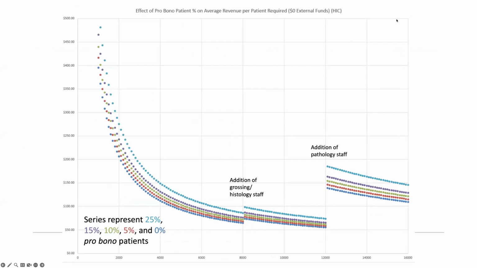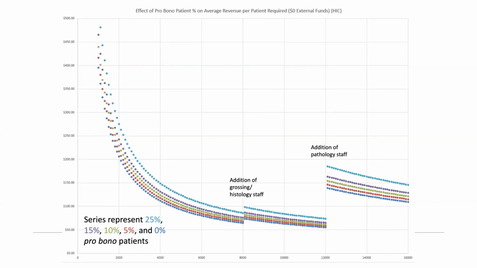model is showing you what happens if you have an increasing number of pro bono patients. On the left is the dollar cost, that revenue, that yellow box, right? That revenue per sample that you need for each sample to come in. And on the bottom is the number of samples that come into the laboratory. So notice how between 8,000 and 12,000, the curve is getting flatter, right? It's not completely flat, but it's getting flatter, okay? And that's that economy of scale.